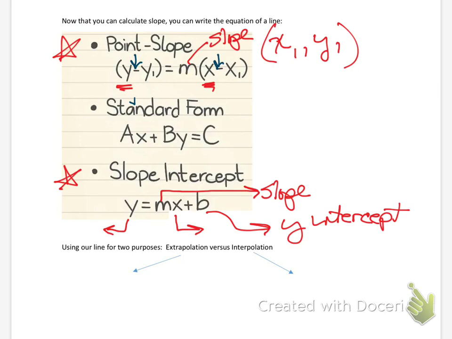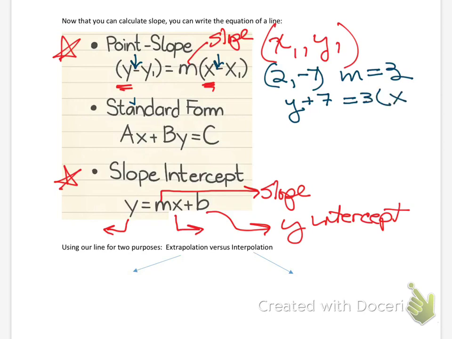Okay, let's go over that. What if I tell you that my (x, y) is (2, -7), and my slope equals 3? How would I write that in point slope form? Well, I would say y minus a -7. I would never have a double sign, so that would end up being y plus 7 equals 3 times (x minus 2). So notice that this sign has flipped by virtue of the y value that I was given.